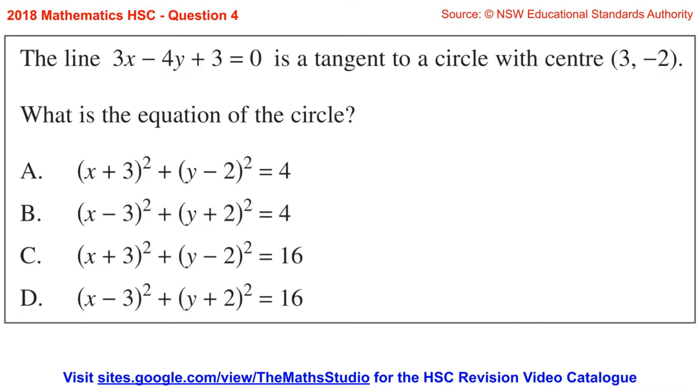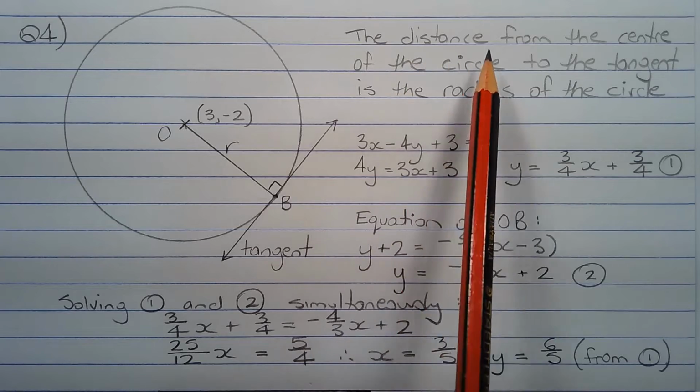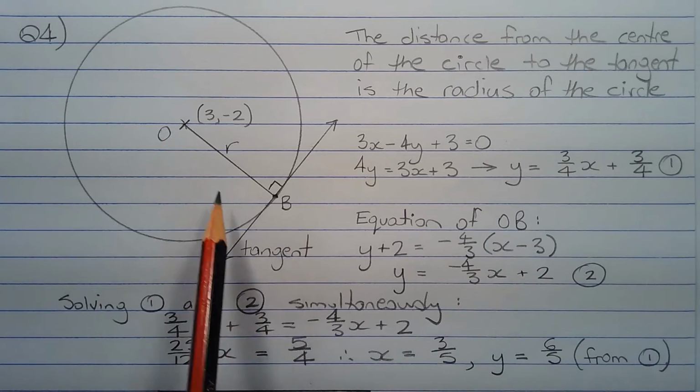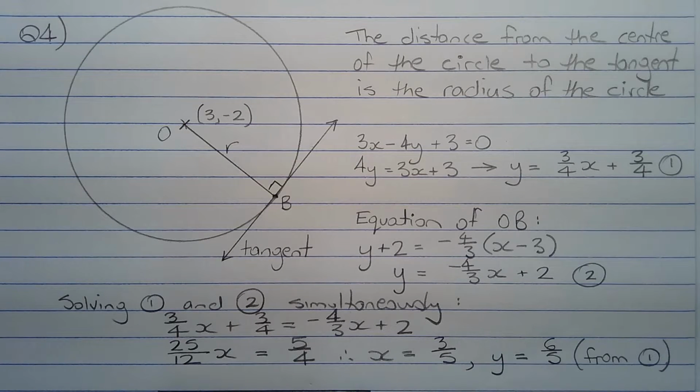Question 4. The line 3x minus 4y plus 3 equals 0 is a tangent to a circle with centre (3, -2). What is the equation of the circle? The distance from the centre of the circle to the tangent is the radius of the circle, and we need the radius of the circle to determine the equation of the circle given in the question.